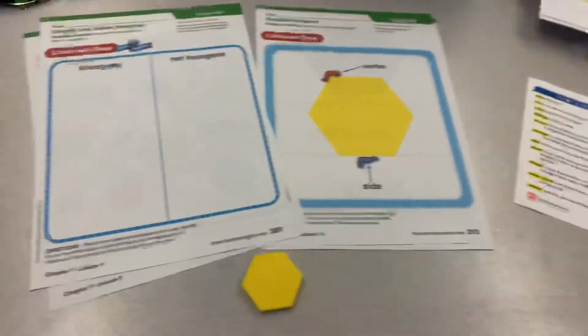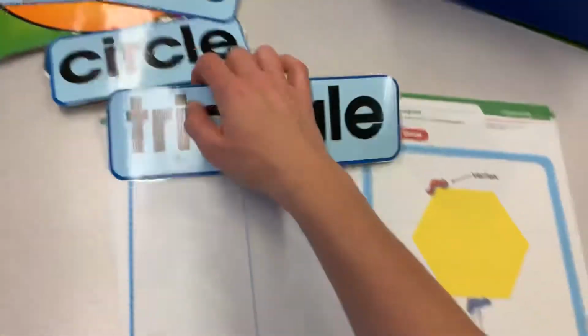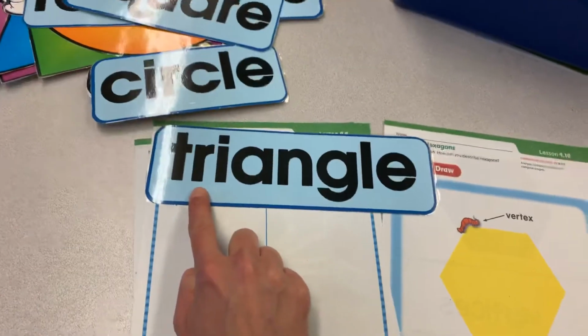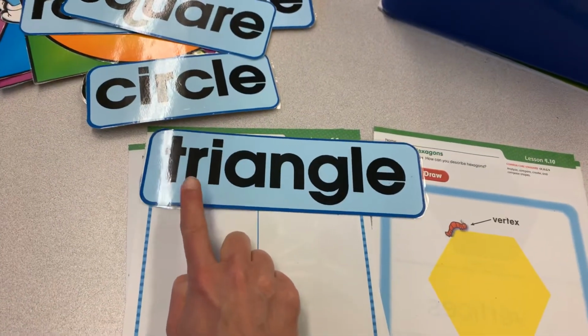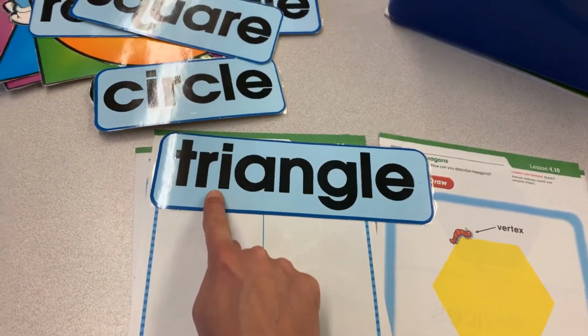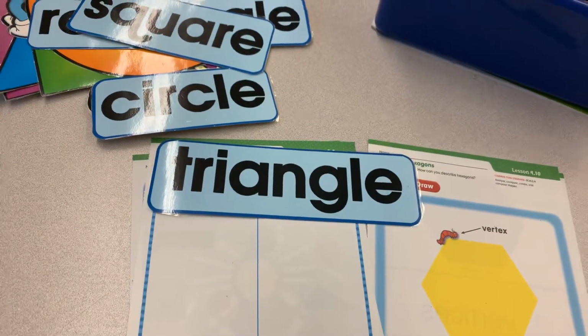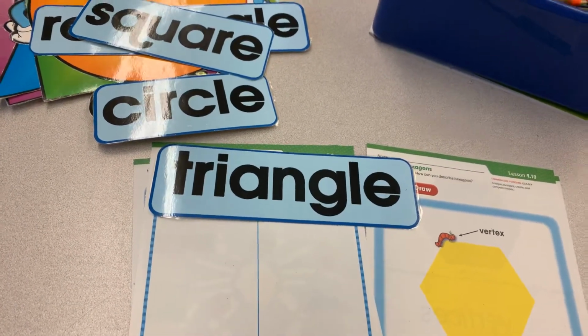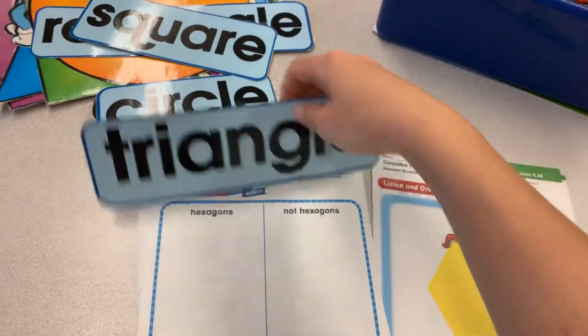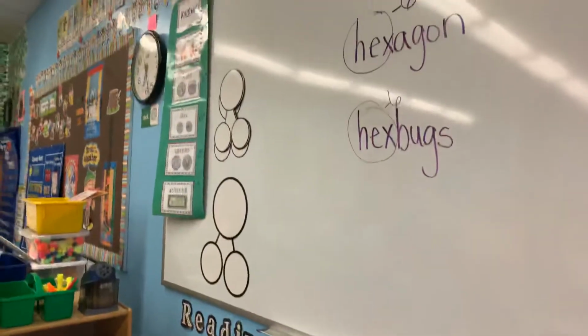So just remember that prefix hex means 6. Remember what I said about triangle? What does the prefix tri mean? 3, yeah. So you'll notice a lot of these prefixes or beginning parts of a word give us a clue as to how many angles or how many vertices will be in that shape. Tri means 3. Bi, like a bi, means 2. Hex means 6.